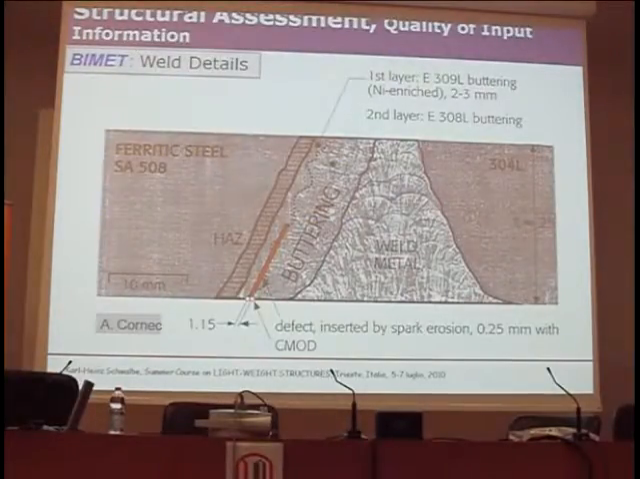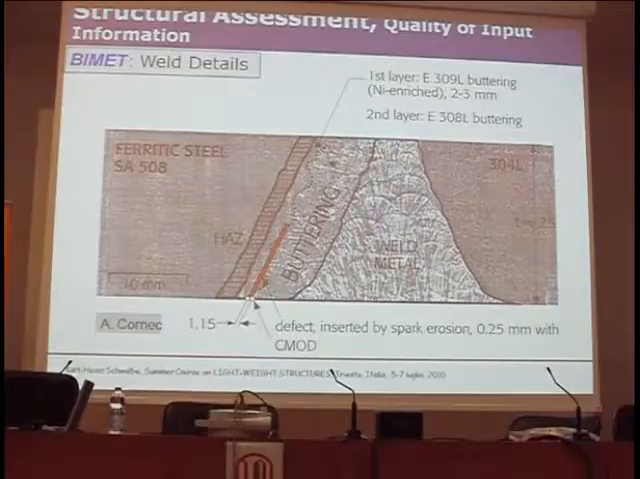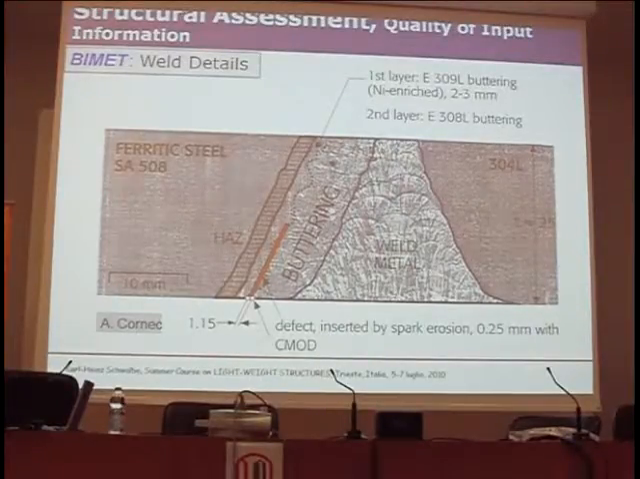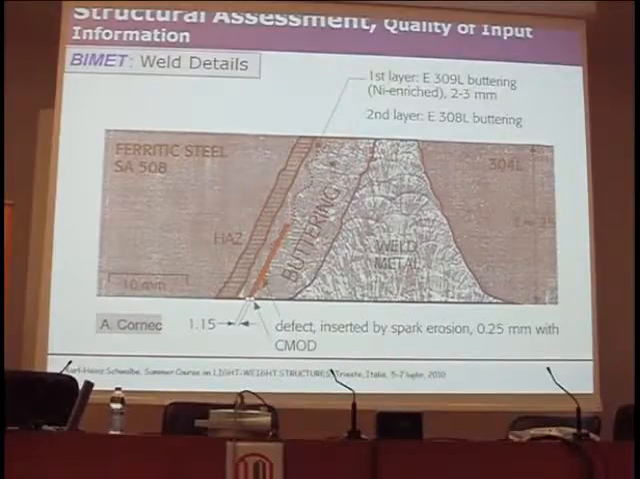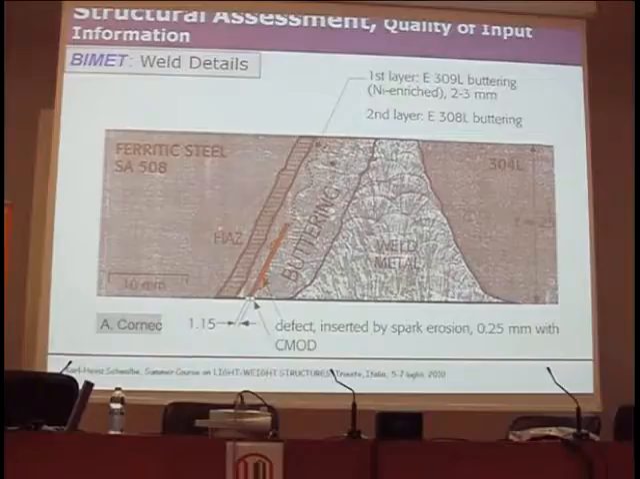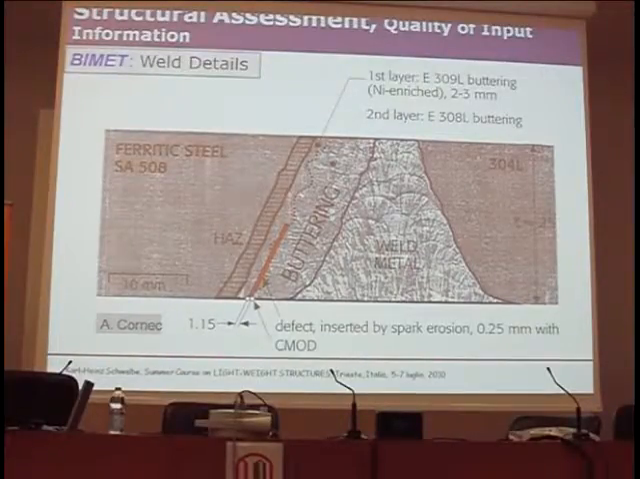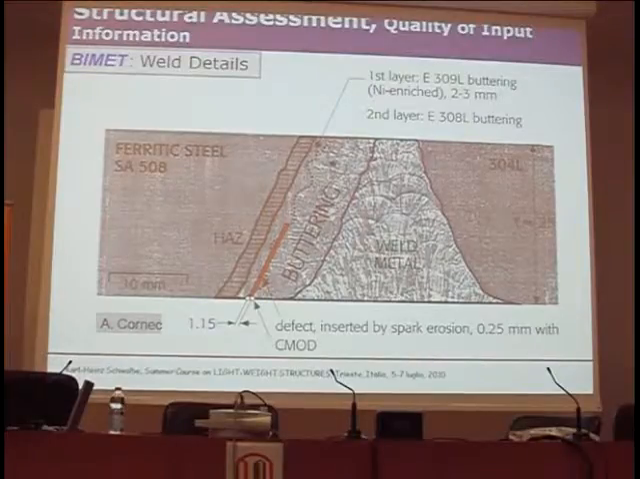Here's a close-up of the weld, the ferritic steel, the austenitic steel. Here you see the various weld layers, and heat affected zone on the ferritic side, a buttering layer, another buttering layer. So you can imagine that we had quite a variability of the tensile, these tensile parameters, plasticity parameters across the weld. And here you see the defect.